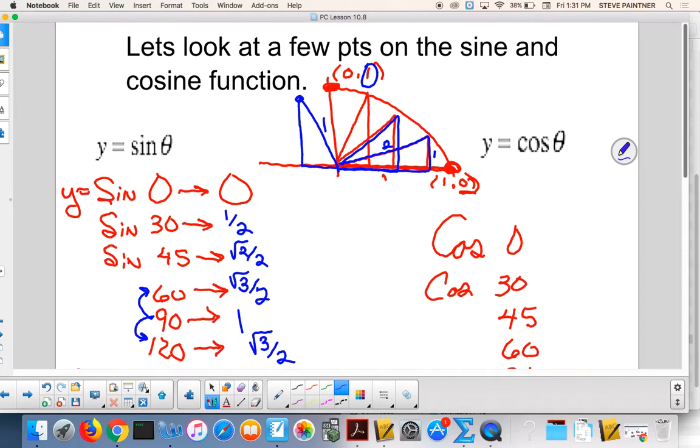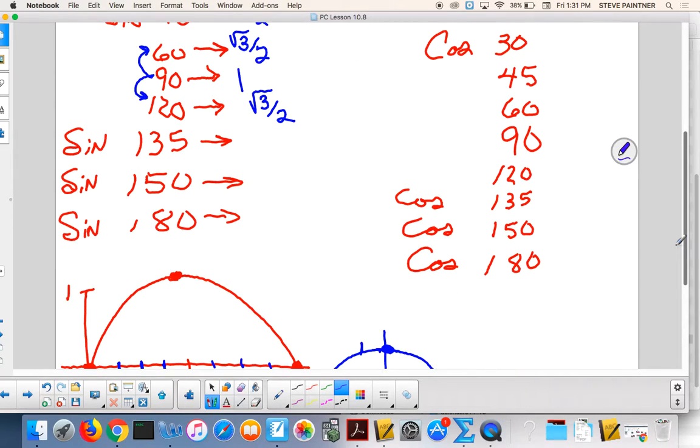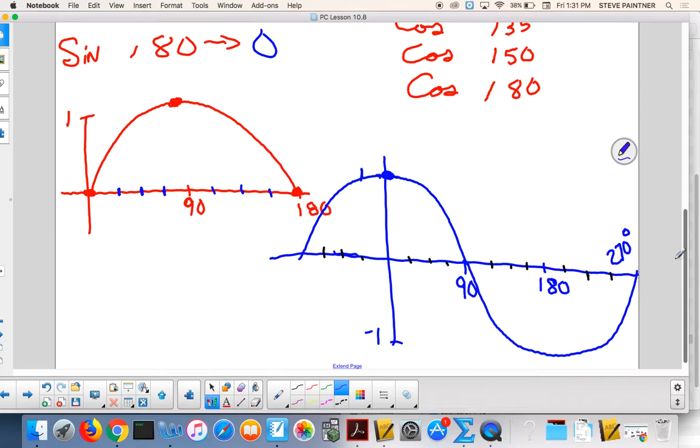Okay. But I keep going, and guess what? Everything repeats. So just finish it, will you? What's 135 going to give you? And what's 150 going to give you? Half. What's 180 going to give you? 0. And now I didn't keep going because it just repeats. But all the other answers on the other side of 180 are all negative, right? Okay. Okay, here's the big kicker now.